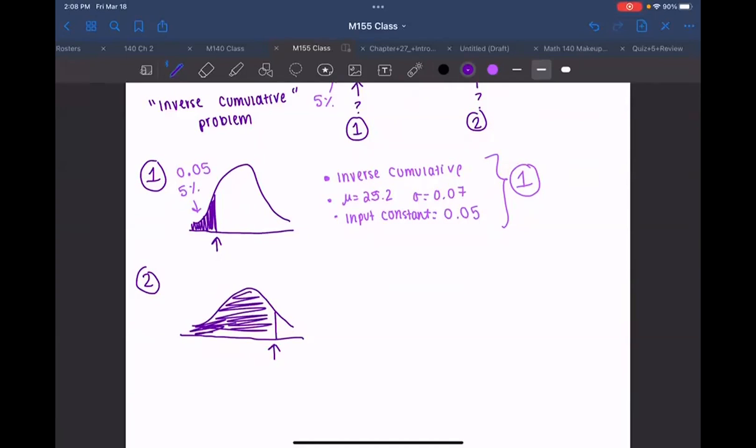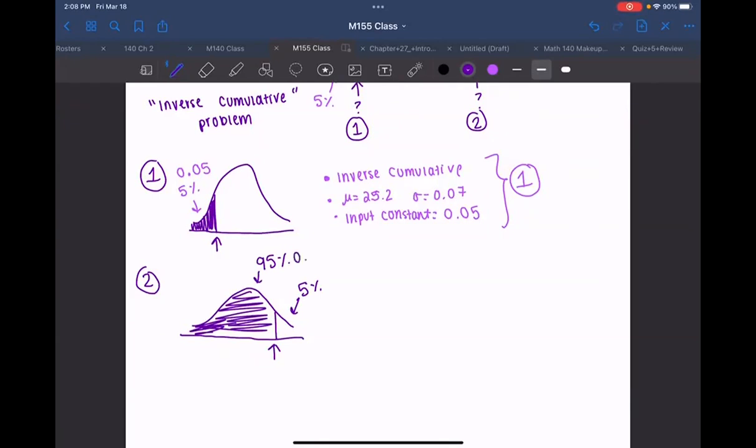What do you, sorry, I didn't hear. 5%. Okay, 5%. So you're saying this is 5%, right? Okay, what about the left-hand side? 95, good. Awesome job. So remember, Minitab only likes less than probabilities. It only likes when we shade things to the left. So I'm actually going to use the 95% in Minitab instead of the 5%.